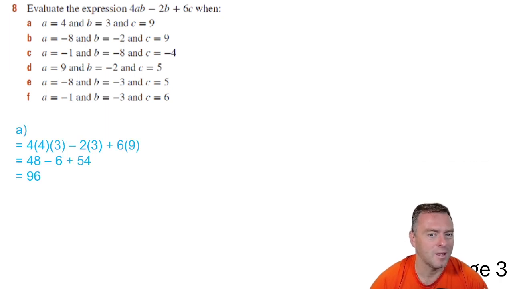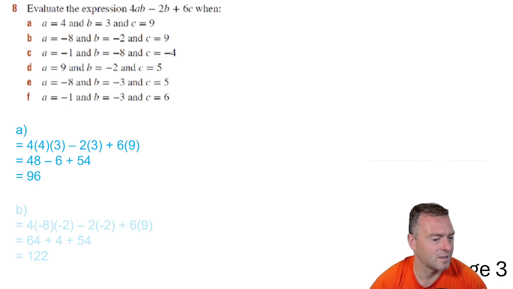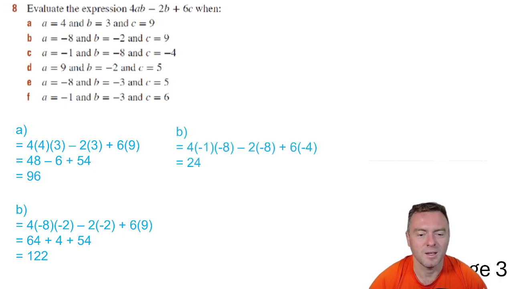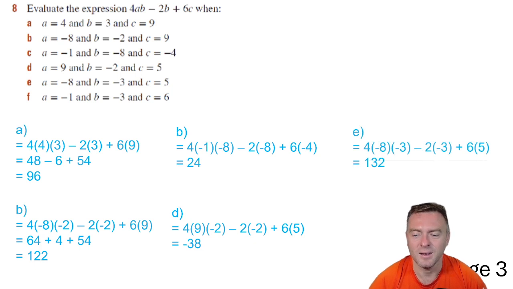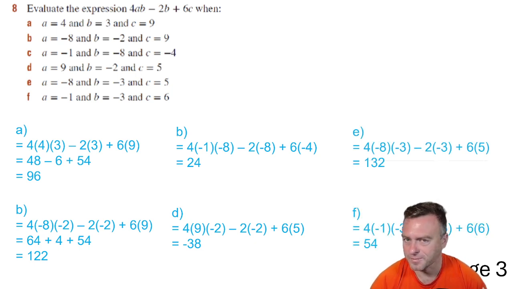So the first one gives you 48 minus 6 plus 54, which then gives you 96. The next one, we get 64 plus 4 plus 54, which gives you 122. The next one is just 24. The next one is this -38. Next one's 132. And the last one is 54.